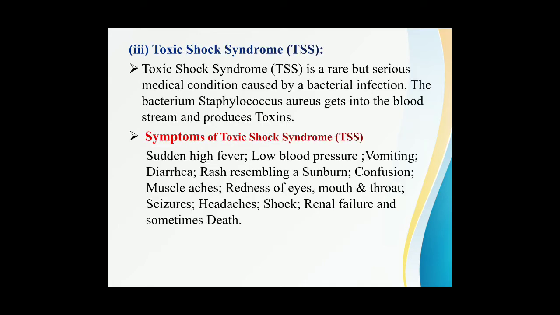And next disease caused by Staphylococcus aureus is toxic shock syndrome. It is a rare serious medical condition caused by a bacterial infection. The bacterium Staph aureus gets into the bloodstream and produces toxins. Symptoms of toxic shock syndrome: a sudden high fever, low blood pressure, vomiting, diarrhea, rash resembling a sunburn, confusion, muscle aches, redness of eyes, mouth and throat, seizures, headache, shock, renal failure and sometimes death.